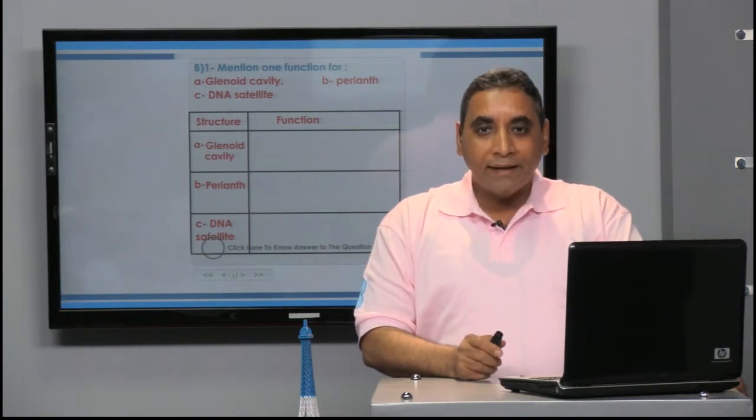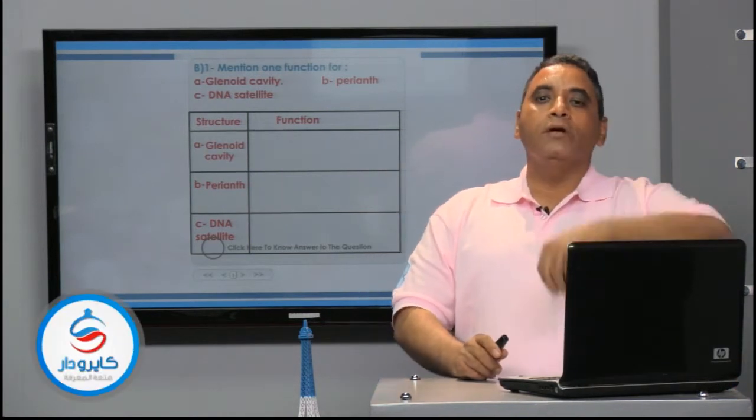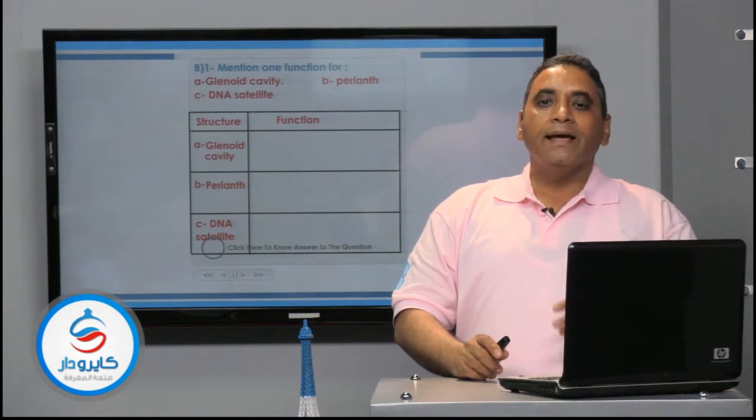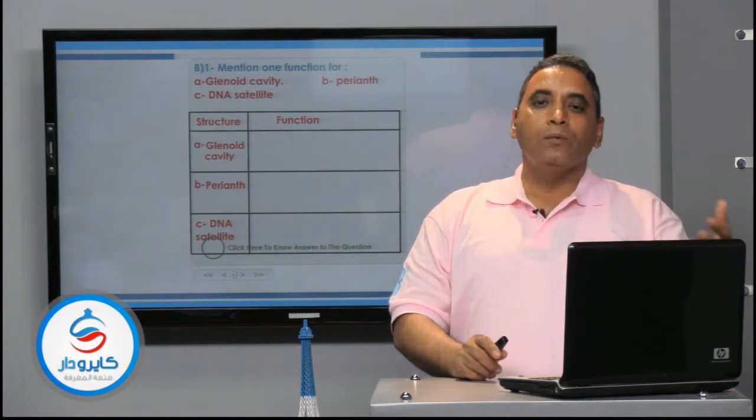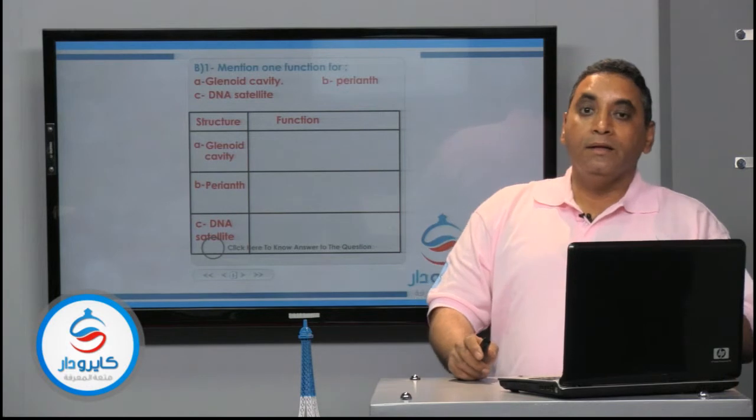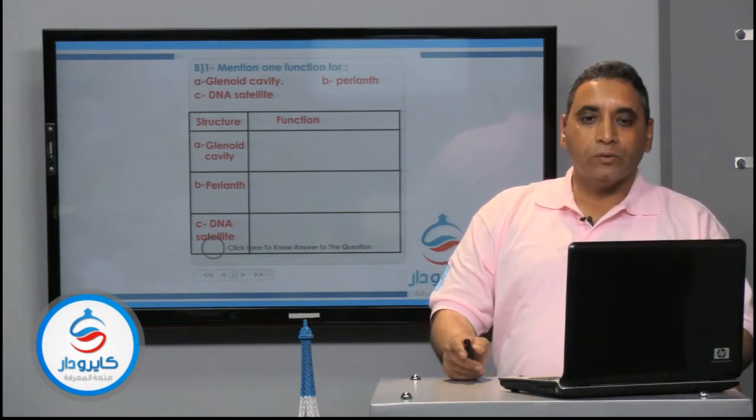The perianth protects the reproductive organs at the center of the flower against the presence of water, the wind, the dryness, and the other environmental factors.